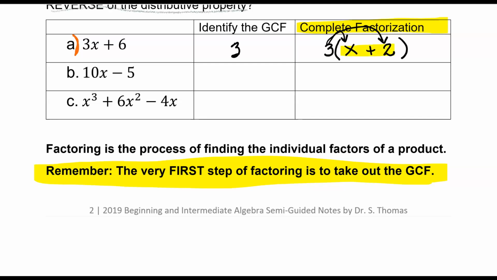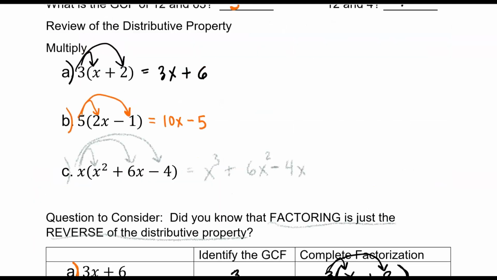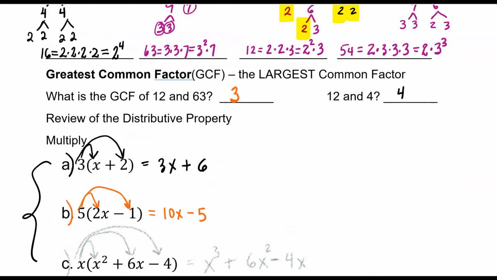Always ensure that inside this parenthesis you still don't have something in common. x and 2 have nothing else in common, so you could be pretty confident that you are finished factoring at that point. But you always have to make sure that even inside that parenthesis, there's nothing else in common. And how do you check your factorization? Distributive property. All right, let's move on to the next one, 10x minus 5. These are just simply the reverse of the problems up here.